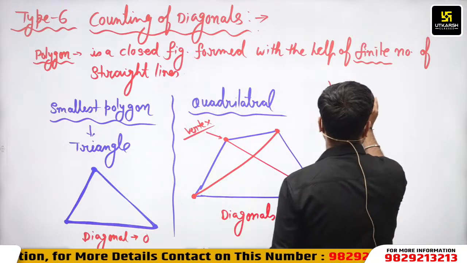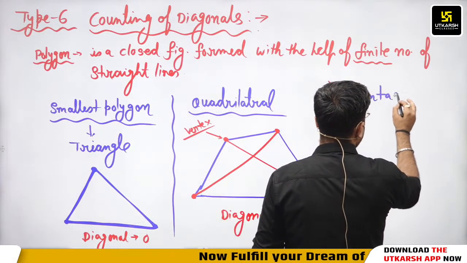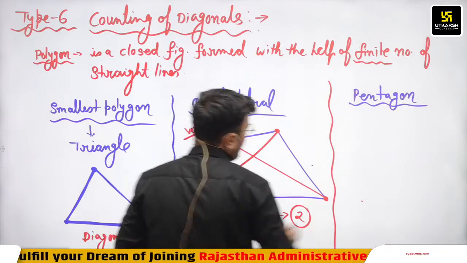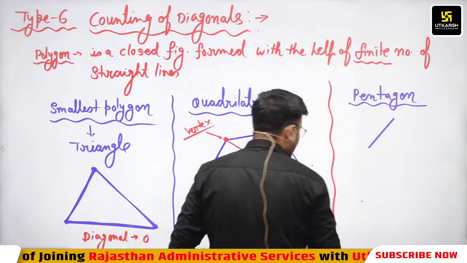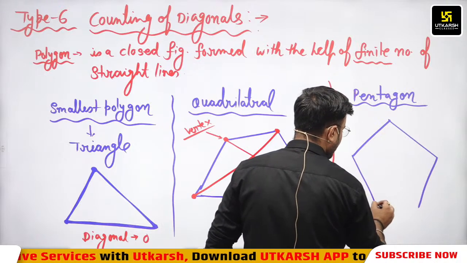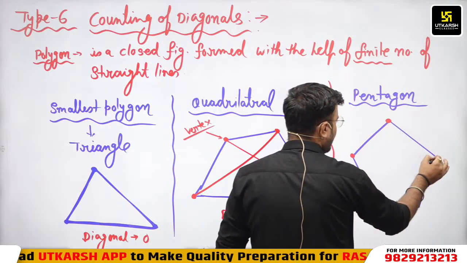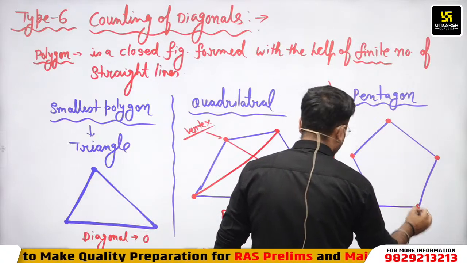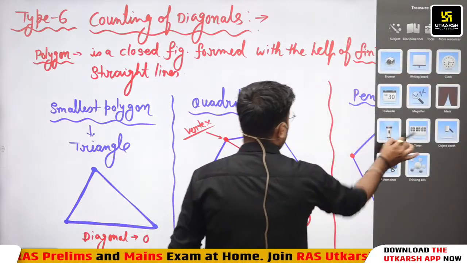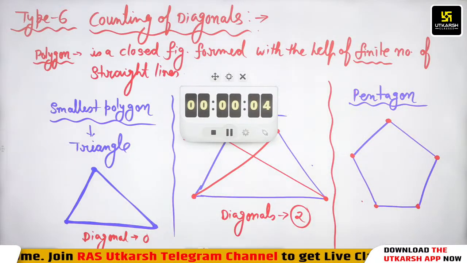Now, if I am drawing a pentagon, so a pentagon has 5 sides. Try to figure out how many diagonals will be there in a pentagon by your conventional method. I'm giving you 60 seconds to figure out how many diagonals are there in a pentagon. Try to figure out.